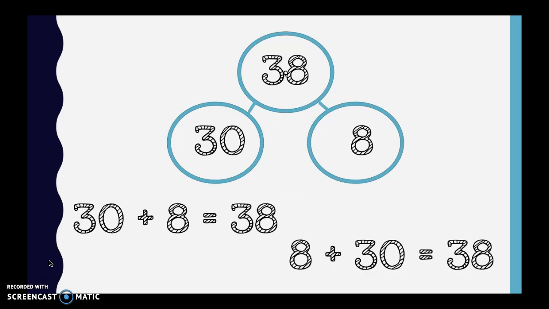Friends, there are 2 other addition sentences that you could put in here. I didn't put them in there. I just did 2. What else could I say? Yep, you're right. I could start with 38. 38 equals the 2 parts. 38 equals 30 plus 8, or, that's right, 38 is equal to 8 plus 30.